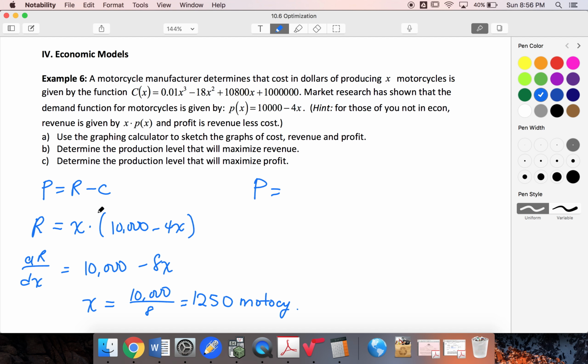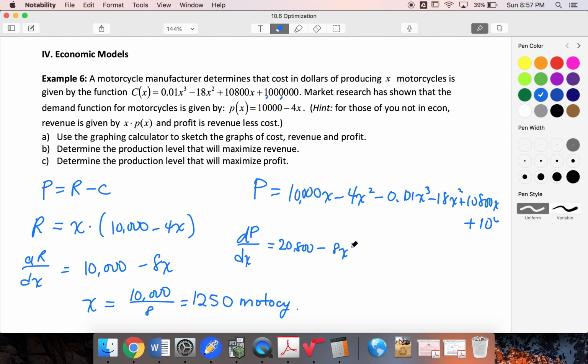Well, profit is going to be our revenue function. So I'll just go ahead and expand that, minus the cost, so minus 0.01x cubed minus 18x squared, 10,800x, plus, how many zeros is that? 1, 2, 3, plus a million. So 10 to the 6th. All right, derivative of profit with respect to x. Well, I could combine these. I've got my 10,000 here and then 10,800 here, so that's 20,800.